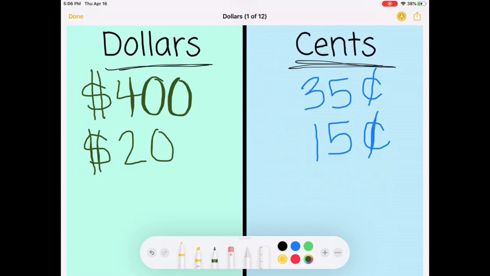We're going to be talking about writing the dollar sign and the cent sign. Let's get started. Stop. Pause this video and go get a piece of paper so you can practice with me. Go get a piece of paper.